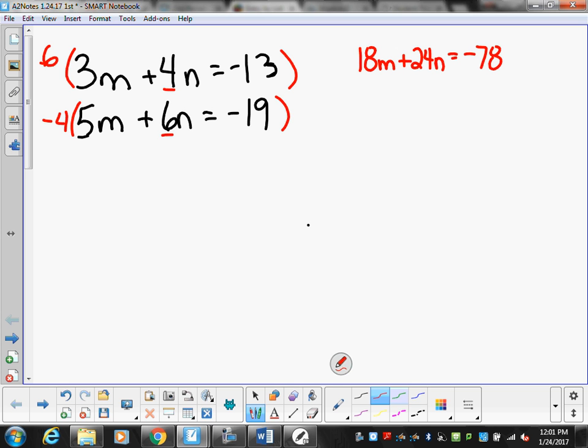Okay, we'll do the same thing with the negative 4. Negative 4 times 5m is negative 20m. Negative 4 times negative 6n is negative 24n. And then negative 4 times negative 19 is a positive 76.